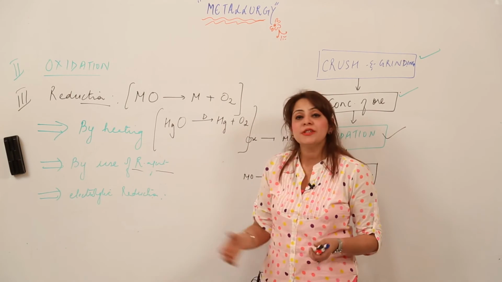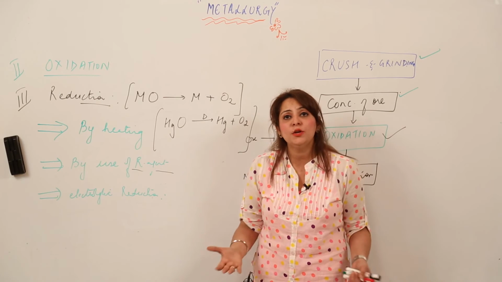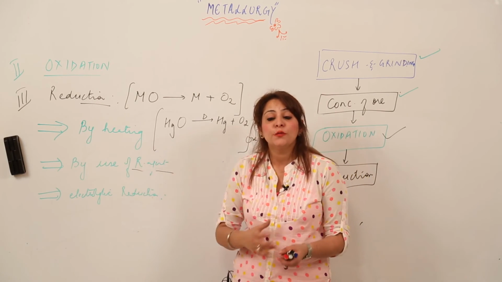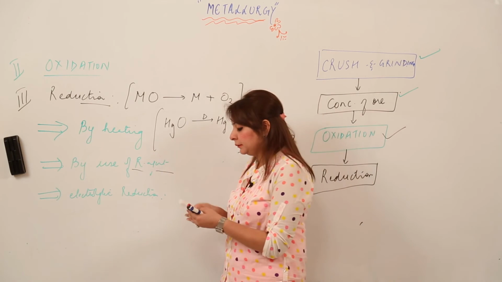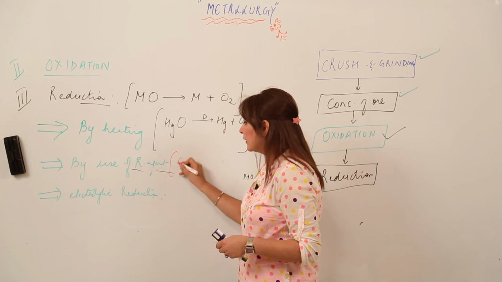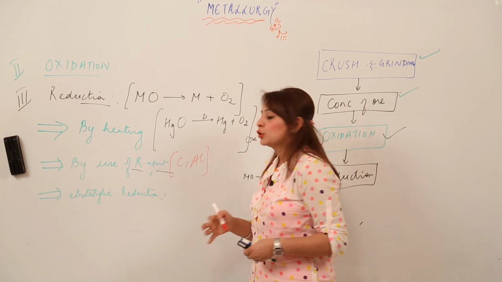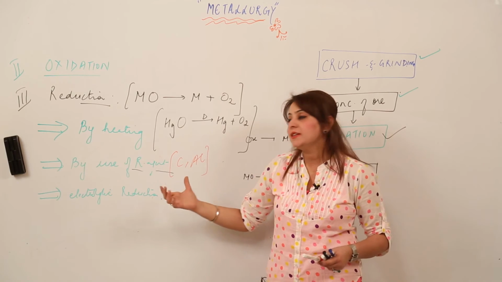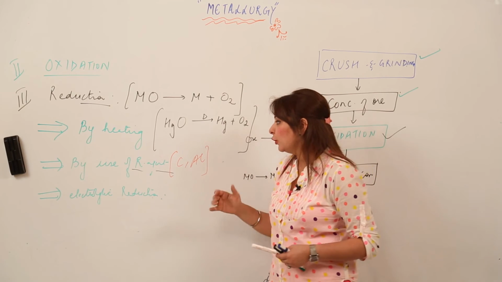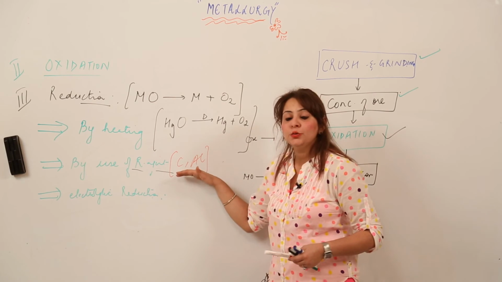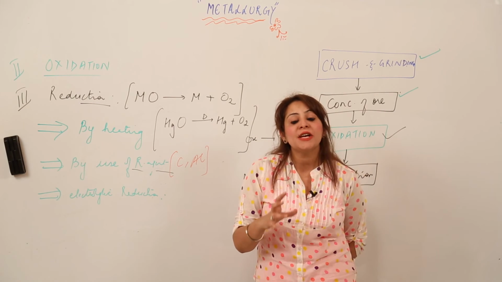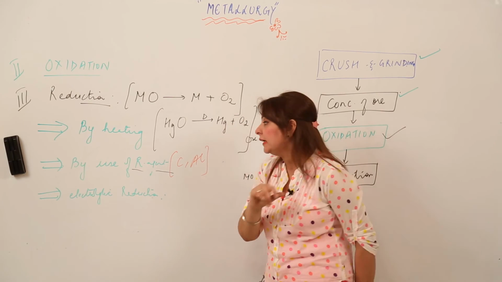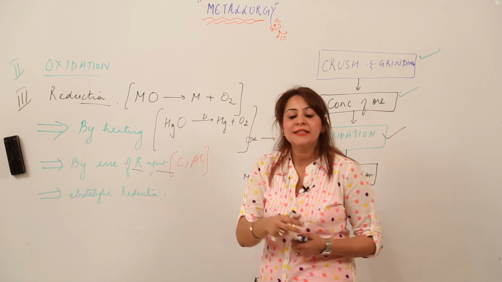Which kind of reducing agent will we be using? There are so many reducing agents, so we cannot use all of them in this metallurgical operation. Which reducing agents are commonly employed? They are carbon and aluminium. These two are mostly employed in the reduction process. For which metals are they used? They are used for those metals which have moderate reactivities, that means which fall in the middle of the reactivity series. For example, I will take iron.